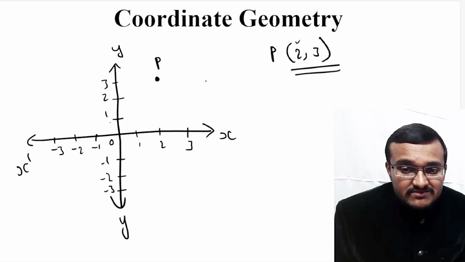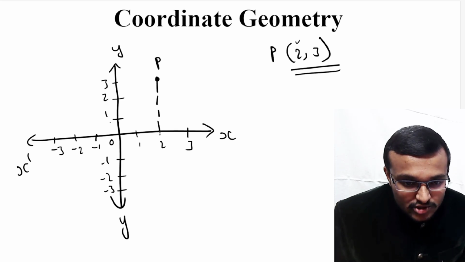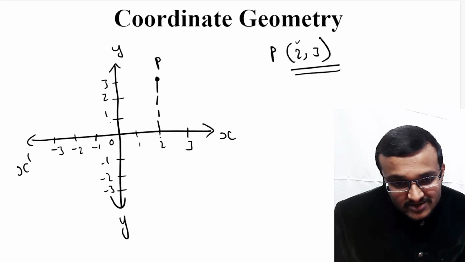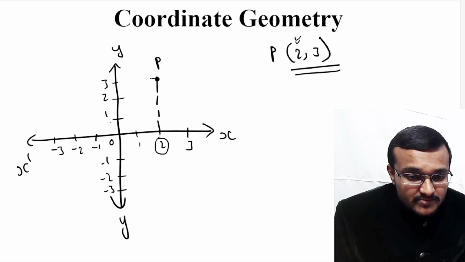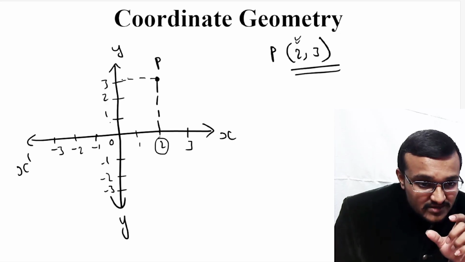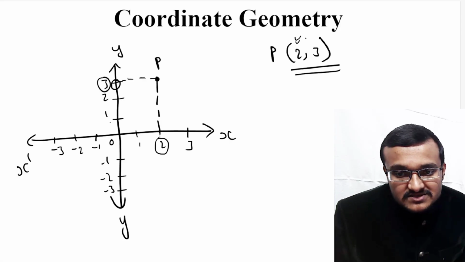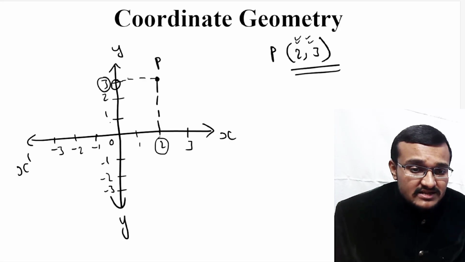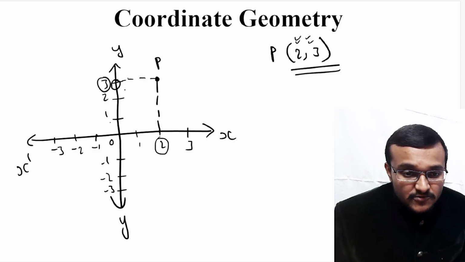So this 2 is nothing but, whenever you drop a perpendicular line from this point P onto the x-axis, whatever value you are getting on this x-axis is the first number. Whenever you drop a perpendicular line onto the y-axis, that particular position where it is meeting on the y-axis is the second number in this bracket. Now, these things we have learnt in my previous video, I have explained in my previous video.